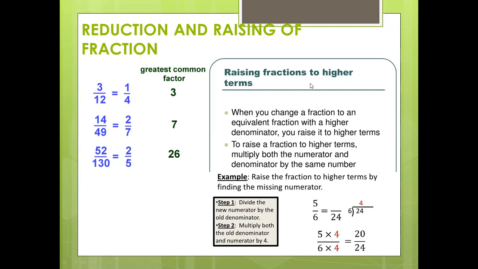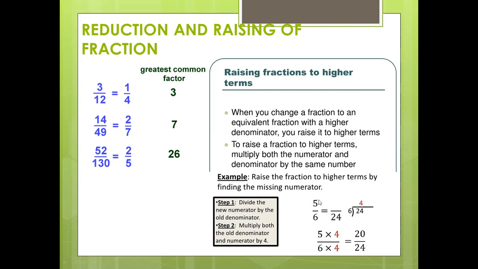Now another method that we are going to learn is how to raise or increase fractions to their higher terms. Normally, if we are going to raise fractions to higher terms, we are going to multiply both the numerator and denominator by the same number. When you change a fraction to an equivalent fraction with a higher denominator, we raise it to higher terms. So we have here an example: raise the fraction to higher terms by finding the missing numerator.